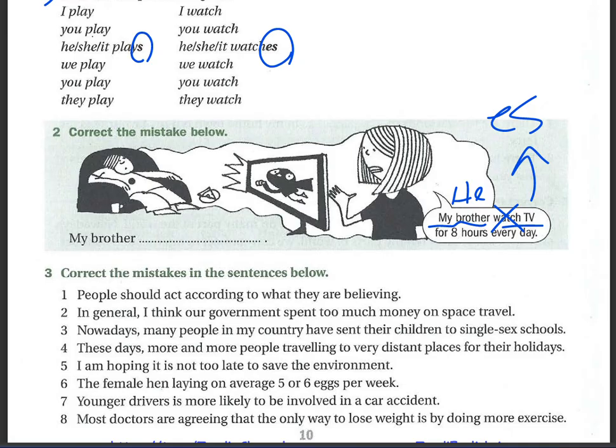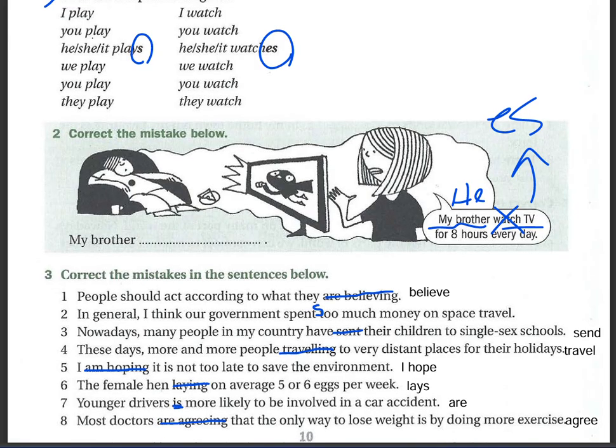The next part, 3. Correct the mistakes in the sentences below. Please pause the video, do this part, and then check with me. Great. Now you can find the mistakes and the correct version of it here. You can pause the video now and check it with your own answers.